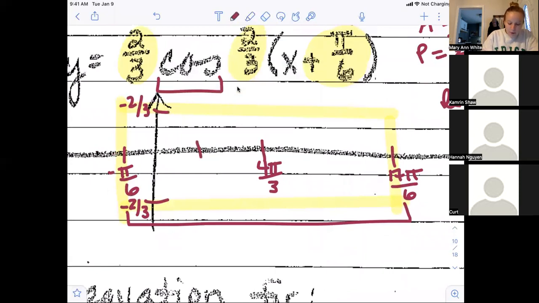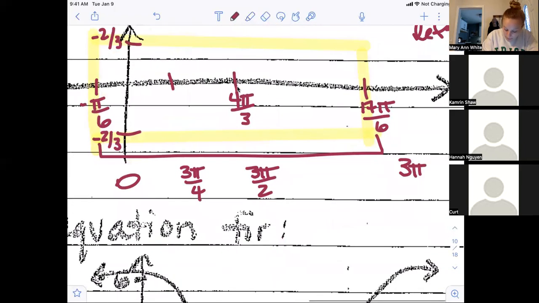Now I'm going halfway between where I was. So if this was my normal graph, if I was at 0 and 3 pi and my middle point was 3 pi over 2, halfway between 0 and 3 pi over 2 would be 3 pi over 4. So in order to figure out my new point, it's not just 3 pi over 4, it's 3 pi over 4 minus pi over 6, like we've been doing this whole time.